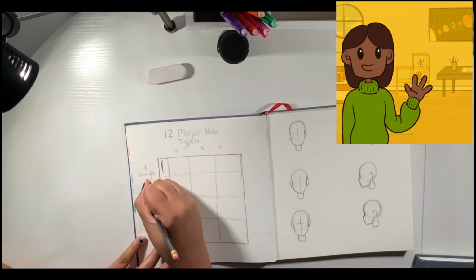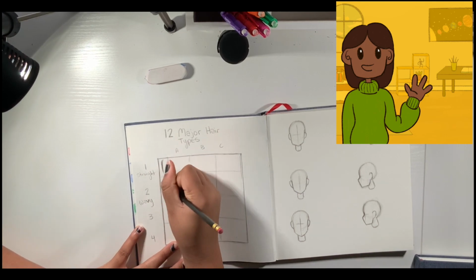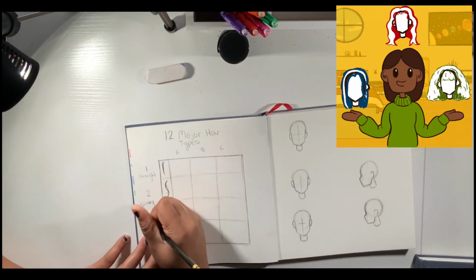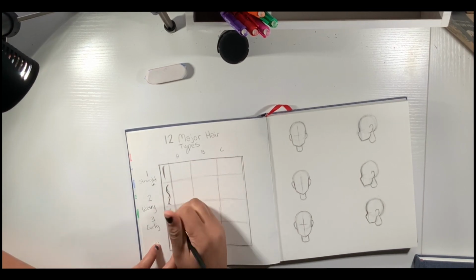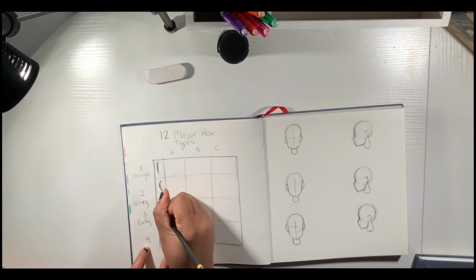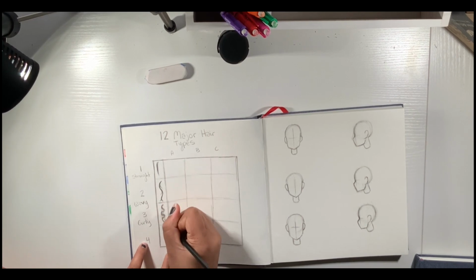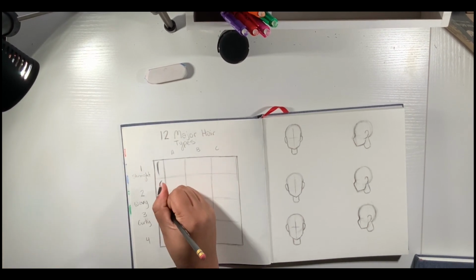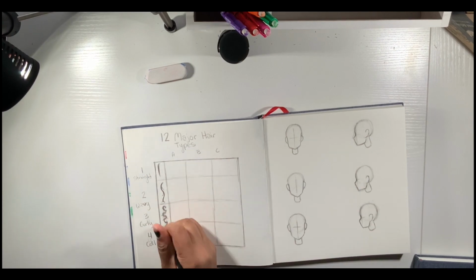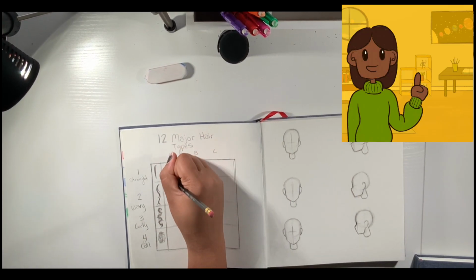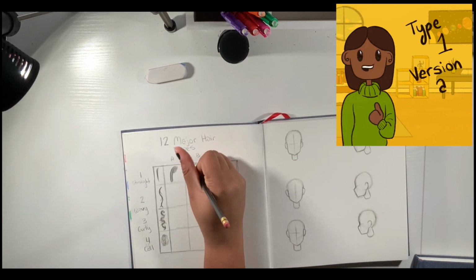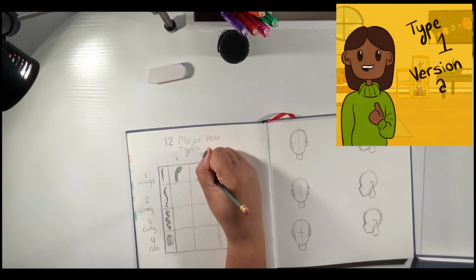We are going to be talking about how to draw different types of hair. Now, from this chart, you can clearly see that there are 12 major types of hair: there are 4 major types, and then there are 3 versions of each type of hair. What you see me working on here is type 1, which will be the straight hair.